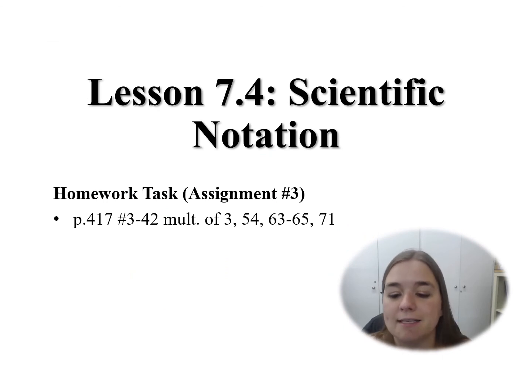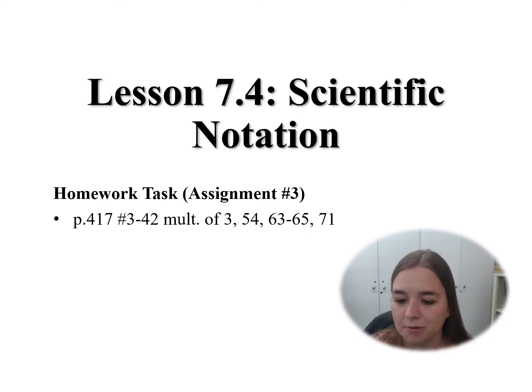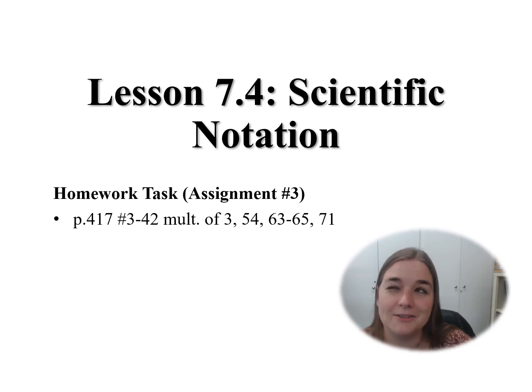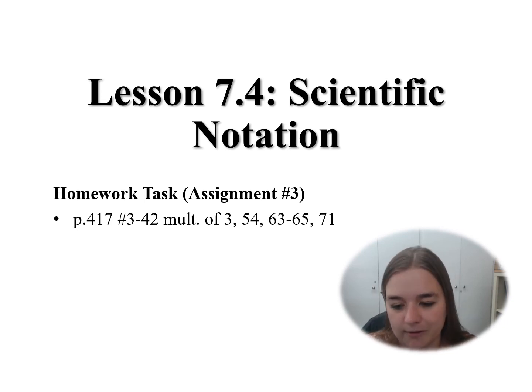Homework tonight is out of the textbook. 3 through 42, multiples of 3. Those are mostly just going back and forth between standard form and scientific form, and a few of the quotients and products in there. 54, 63, 64, and 65 are word problems. They're just split up a little bit differently to help you practice with these skills. And then 71 gives you one of those evaluate who is correct or are either students correct. You're evaluating the work of others.